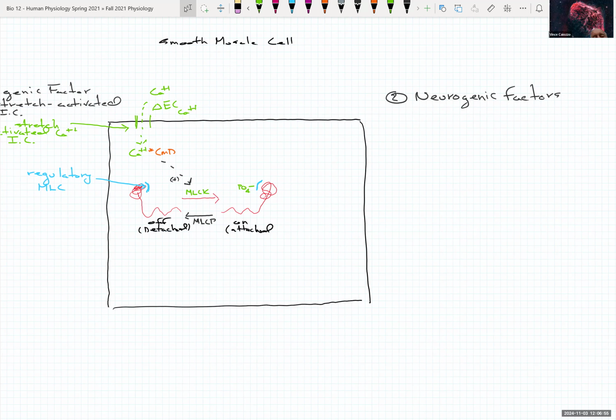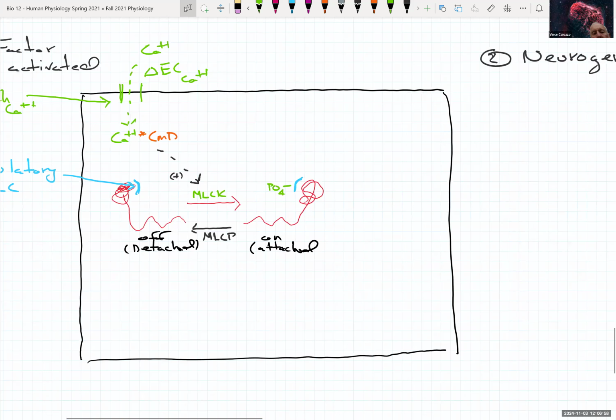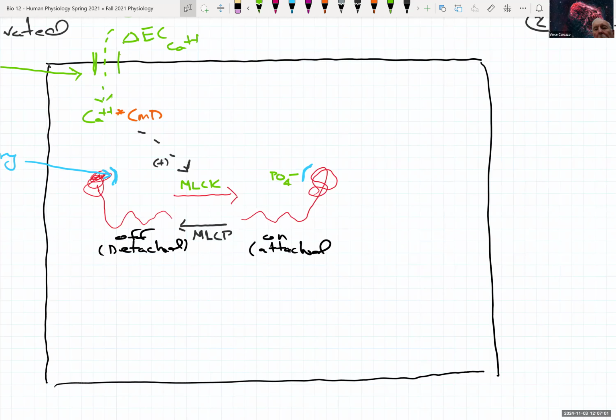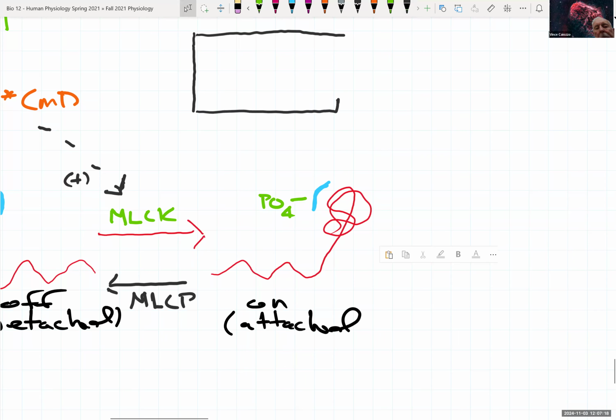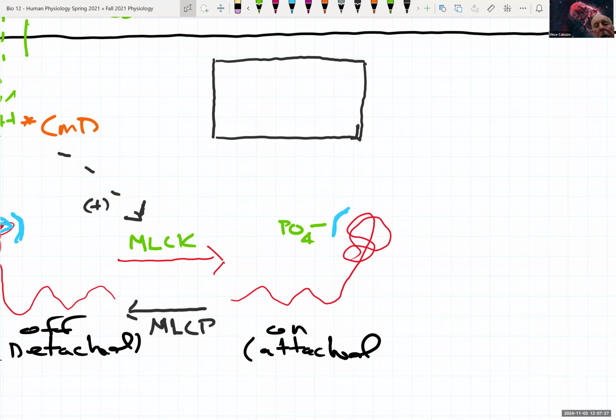So let's add a little bit more to our scheme that we're developing. And here I'm going to show the presence of the sarcoplasmic reticulum. So I'm going to write the initials for sarcoplasmic reticulum, SR, inside this box.